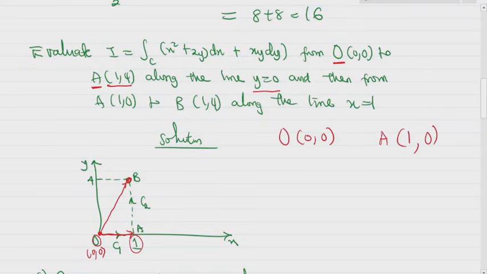Then after that, when you get to 1, 0, which is this point, where y is not changing, still 0, and your x is of course changing. Then after you get to that point, you then go to B, which is 1, 4, along the line x equals 1. At that point, x is not changing, as you can see, 1, 1. So along this line x does not change, from 1, 0 to B, which is 1, 4, which is this place. And that integral is also simple.